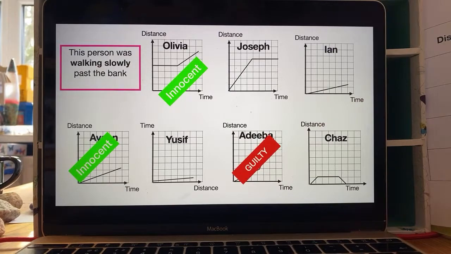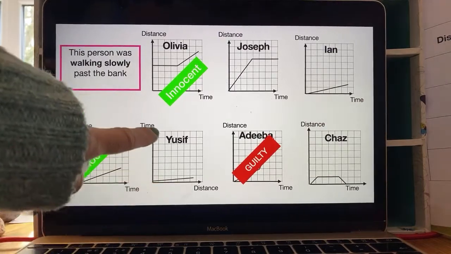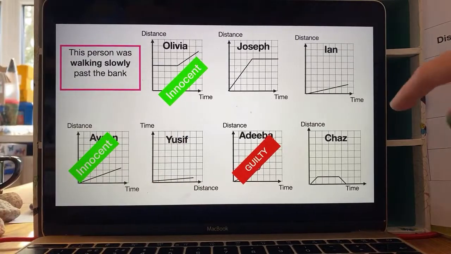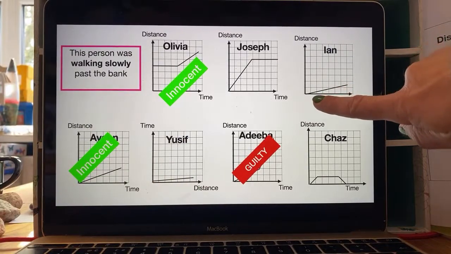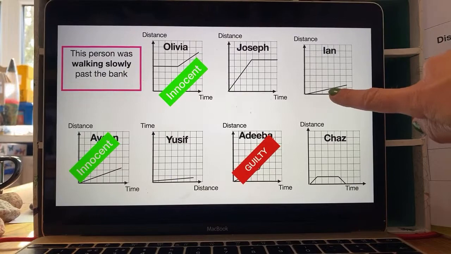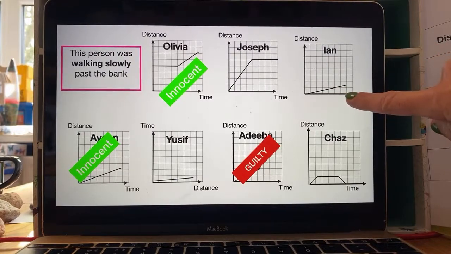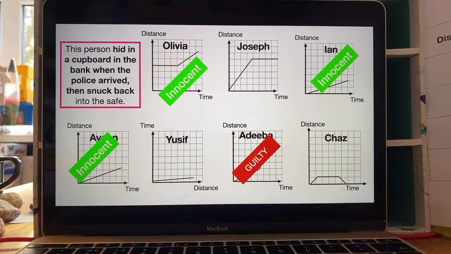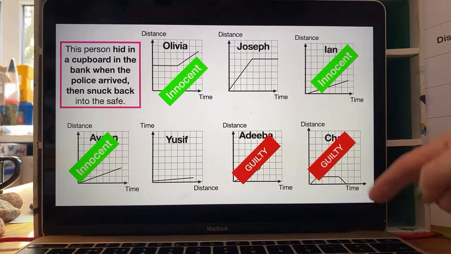This person was walking slowly past the bank, but it can't be Yusuf. It isn't Yusuf because Yusuf's axes are all mixed up. So Ian's going slowly, okay? Time is going by and he's hardly going any distance. So loads of time goes by, but Ian still hasn't moved that much. So Ian is walking at a snail's pace, but he's still innocent. It's Yusuf who's the weird one. This person hid in a cupboard and then they snuck back. That must be Chaz because they've sort of moved back to the place where they were before.